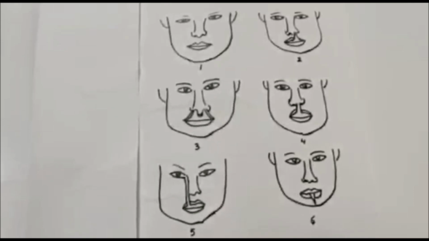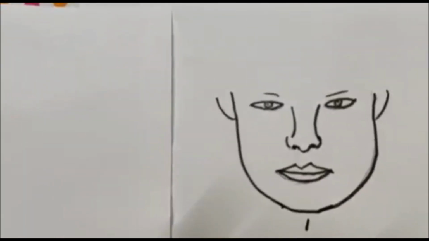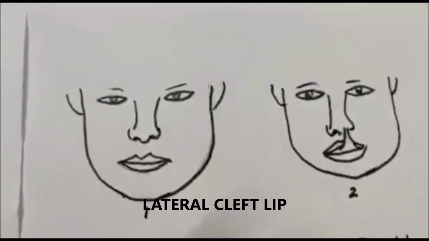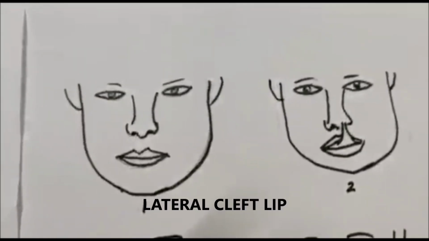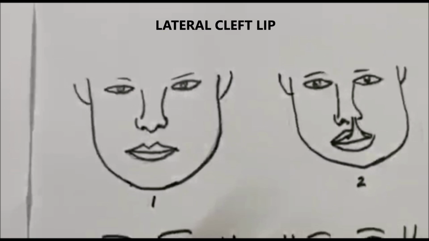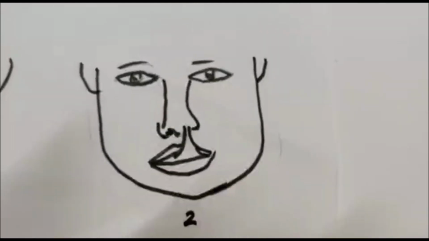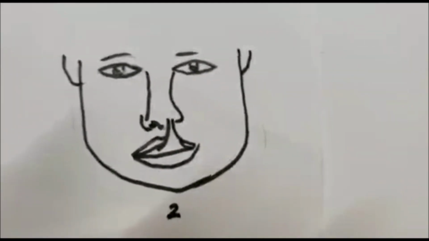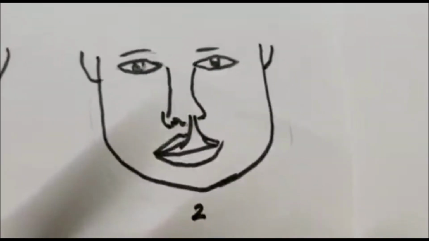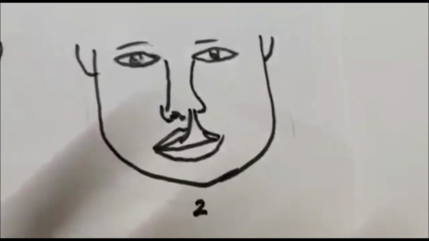These pictures are showing various types of clefts in the lip area. This is a normally developed face, while in this picture we can see a cleft lip. This is a lateral type of cleft lip, which is one of the most common cleft lips, and it can be unilateral, that is on one side, or it can be bilateral, on both sides. So the cleft lip is a congenital split in the upper lip on one or both sides. Usually the upper lip of a hare has a cleft, which is why this is also called a hare lip.